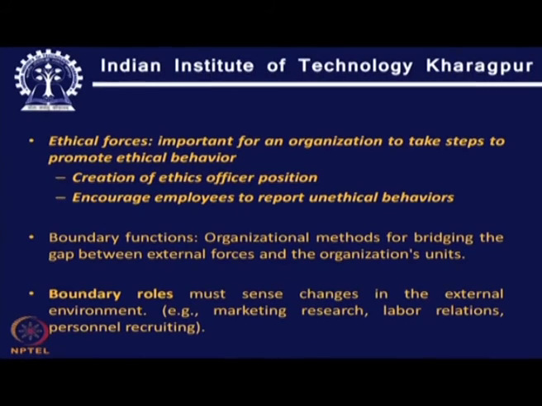Boundary functions are organizations' methods for bridging the gap between external forces and the organization's units, and the boundary roles must sense changes in the external environment. These are called boundary roles, and they report back to the organization, so that the organization becomes ready for the upcoming changes in the external environment.